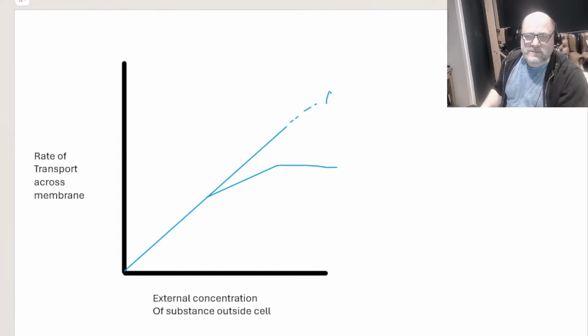So, what mechanism of transport do you think A is, and what mechanism do you think B is? This was a crusty diagram.